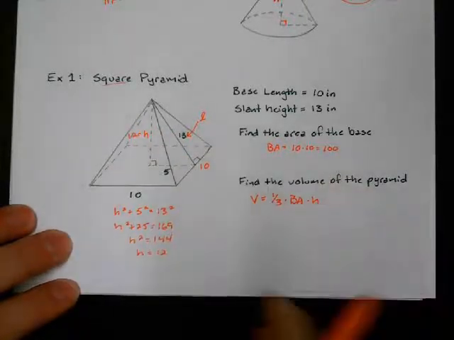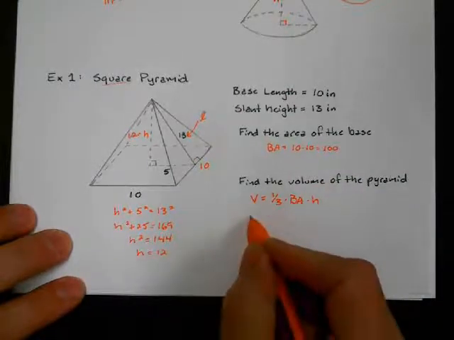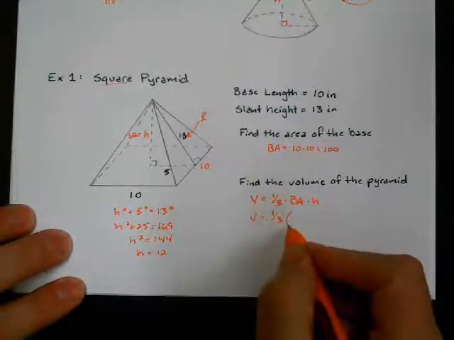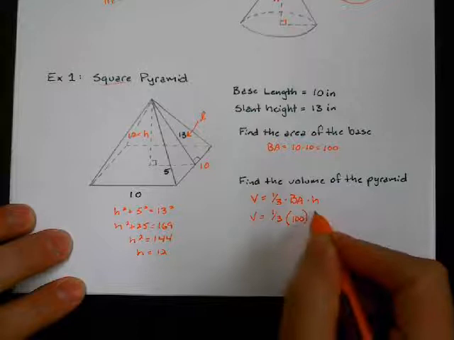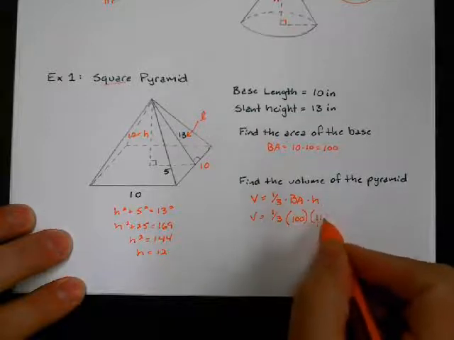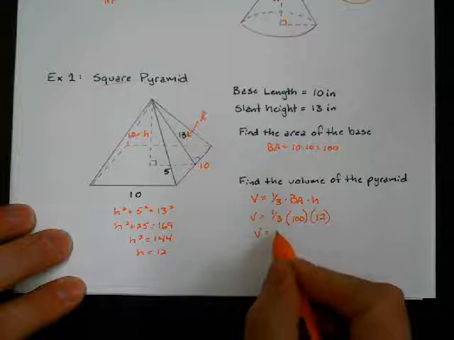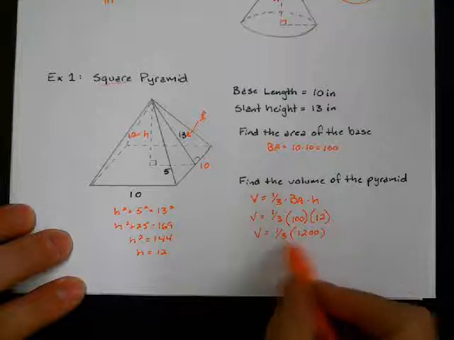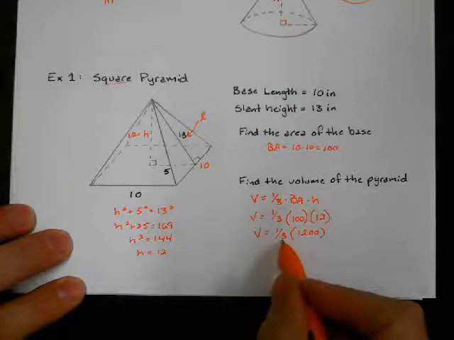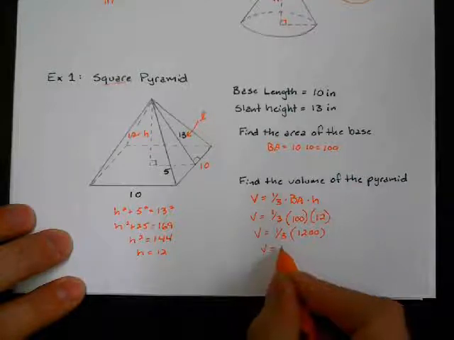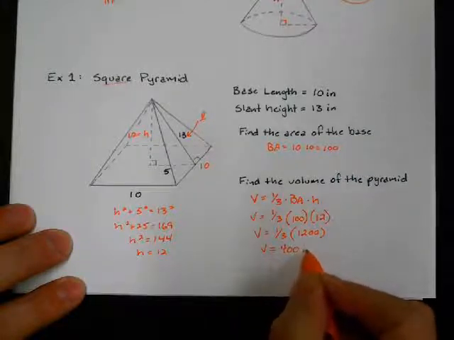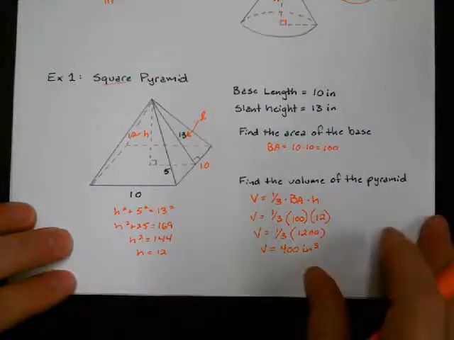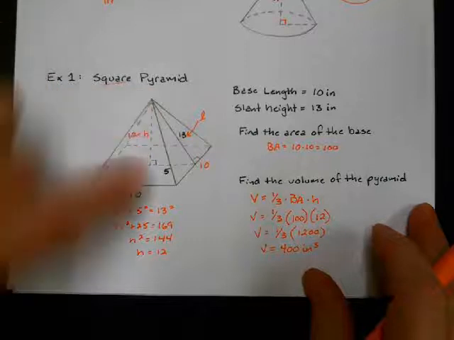So now we're ready to fill everything in. Our volume is going to be 1/3 the base area, which is 100, times the height, which is 12. So this is going to be 1/3 of 1200, and then 1200 divided by 3 means that we're going to get a volume of 400, and this is in inches cubed. All right, so remember, you have to find this height, and usually to find that height, you're going to use the Pythagorean theorem.